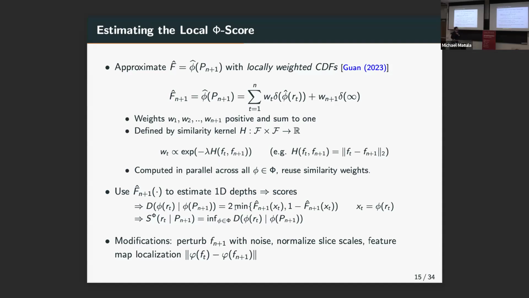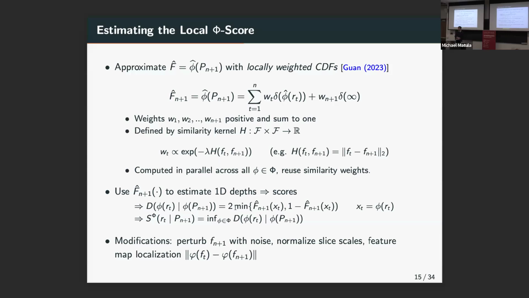Once you have an approximation of this CDF, then we can estimate our depths. Once we can estimate our depths, we can estimate our scores. And so it just feeds right back up the chain. We would start at the top where we just needed an infimum over depths. To get the depths, we needed the CDFs. To get the CDFs, we need the local weights. So we find local weights, we get CDFs, we get depths, we have scores.